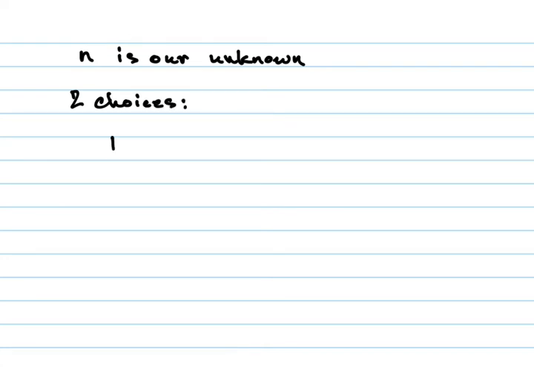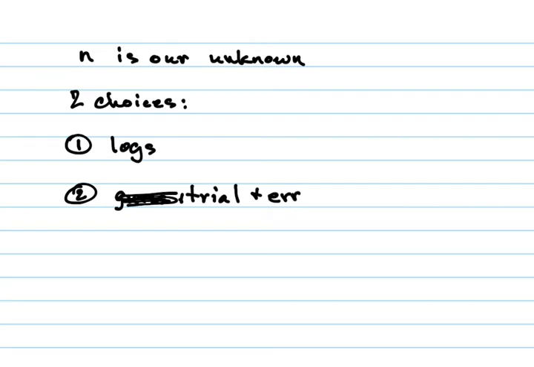Okay. One more example. What happens when n is our unknown? You have two choices. You can use logs, if you know it. It's really easy. I'm going to show you. Or you can use trial and error. Try n is 3. See if that works. Try n is 5. See if that works.